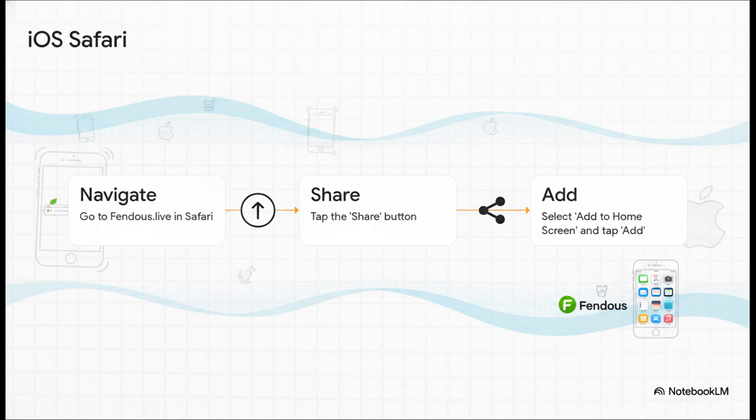Finally, Section 6, how to install PWAs, taking Fendous.live absolutely everywhere. For all you Apple users out there, this is super easy. Just navigate to Fendous.live in your Safari browser. Then tap the Share button at the bottom of the screen. Scroll down a bit, select Add to Home Screen, and simply tap Add. Boom. You instantly have the native feel Fendous app sitting right there on your home screen.